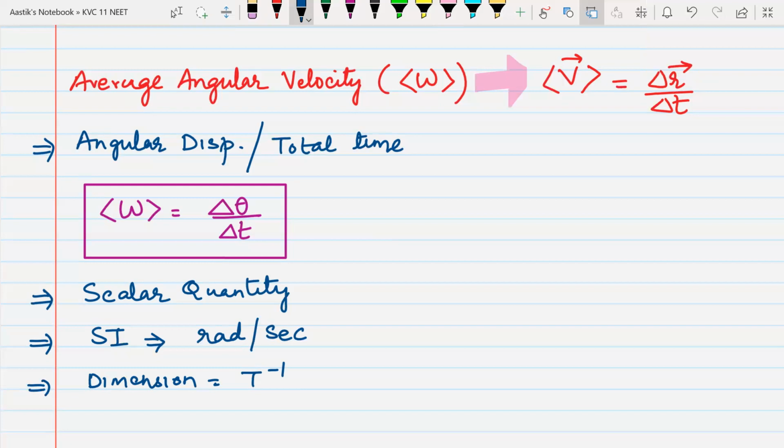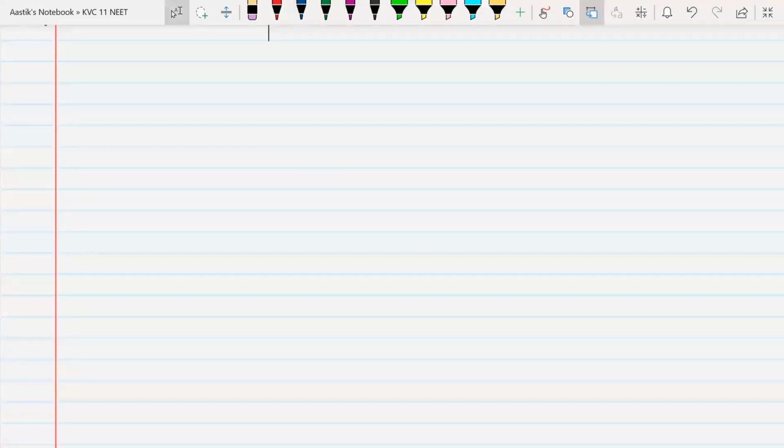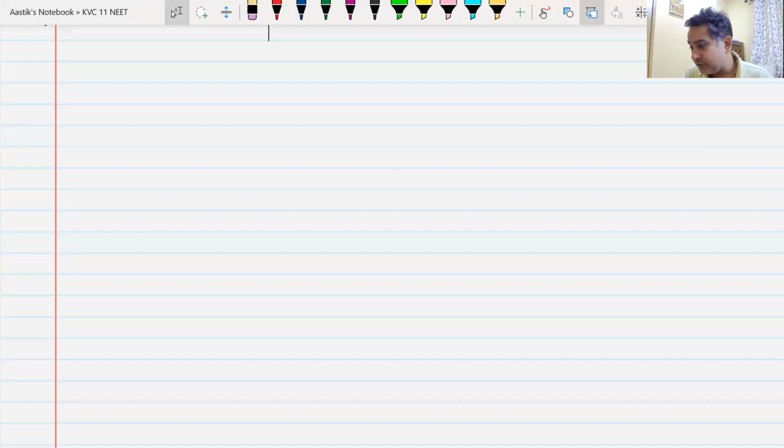Completed, sir. Okay, well done. Then comes the next quantity. What is the next quantity that we are going to do? First one was angular position. The second one was angular displacement. The third one was average angular velocity. What is the fourth one? No one? Angular acceleration. No, it is instantaneous angular velocity.